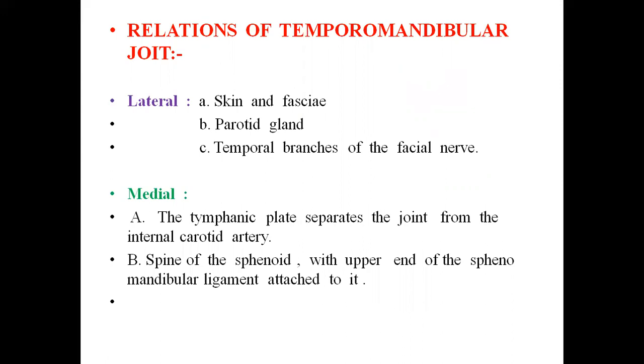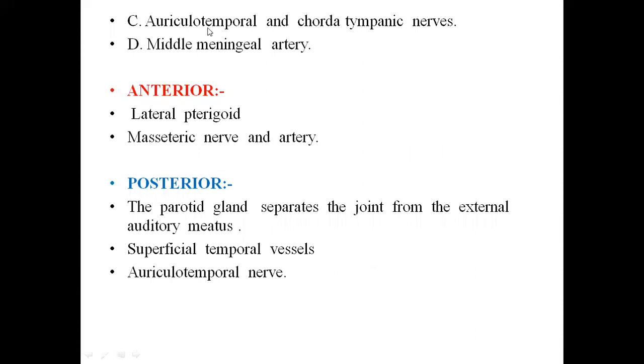When you are doing the dissection and separating to the medial surface, we can identify the tympanic plate. The tympanic plate separates the joint from the internal carotid artery. So the internal carotid artery is separated by this tympanic plate. Next, the spine of the sphenoid bone and the sphenomandibular ligament. Next, the auriculotemporal and chorda tympani nerves also cross the medial surface of this TM joint. Next, the middle meningeal artery.